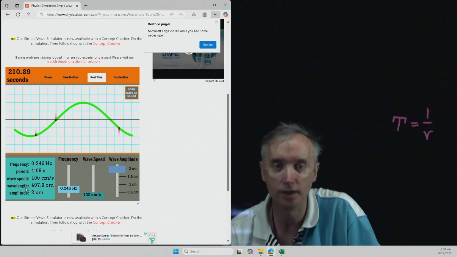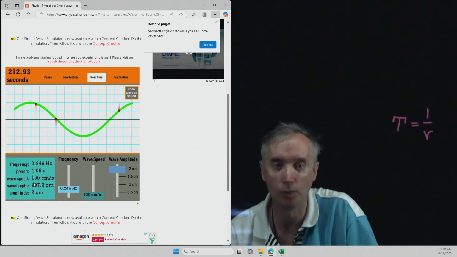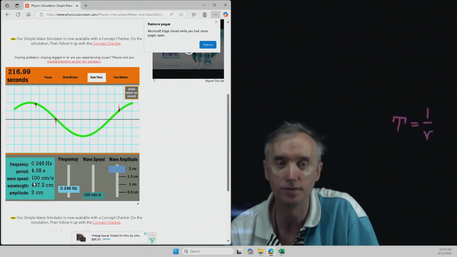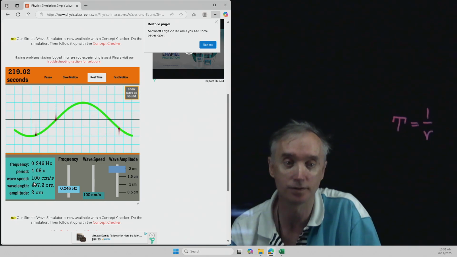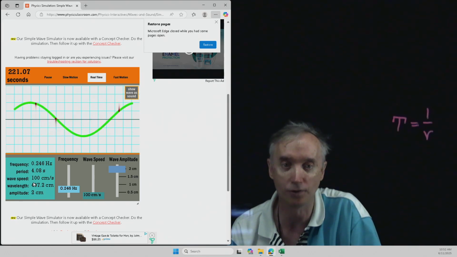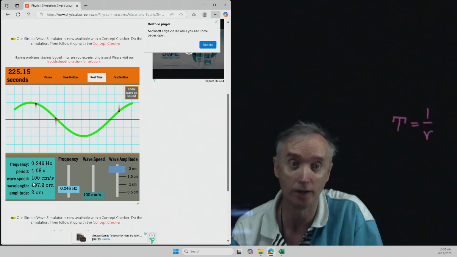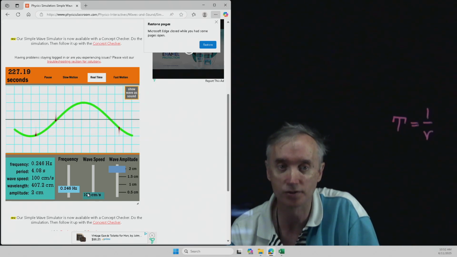that. Then you've got the speed of the wave, and it's set for 100 centimeters per second. So that's 1 meter per second, and that's a pretty fast wave. But you can change the speed of the wave with this slider here if you want to.